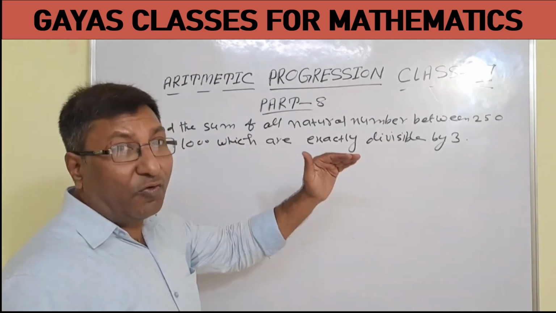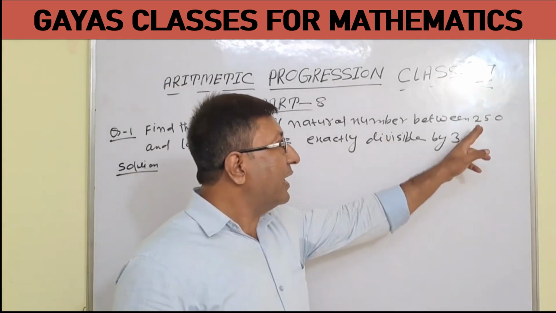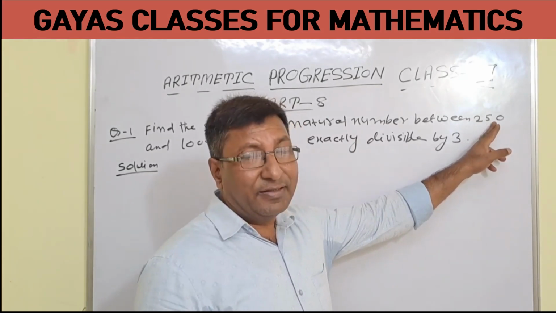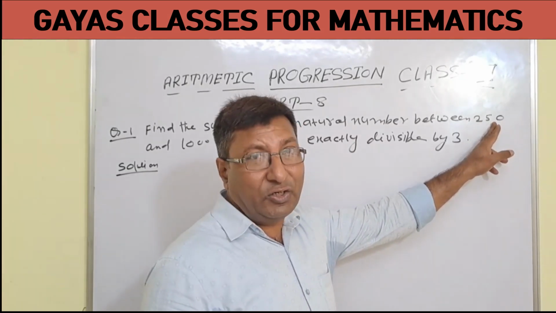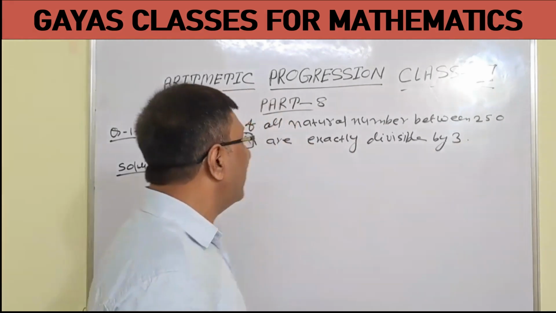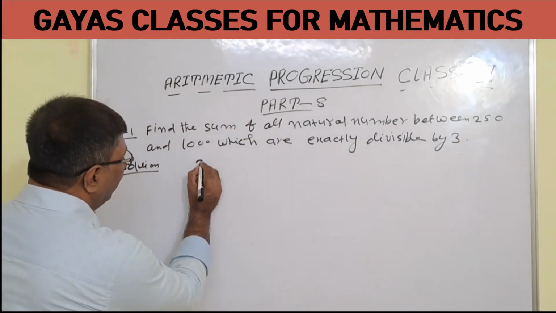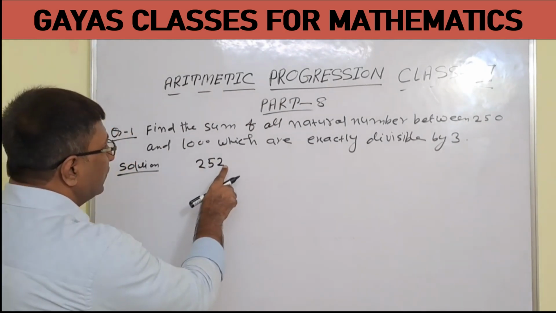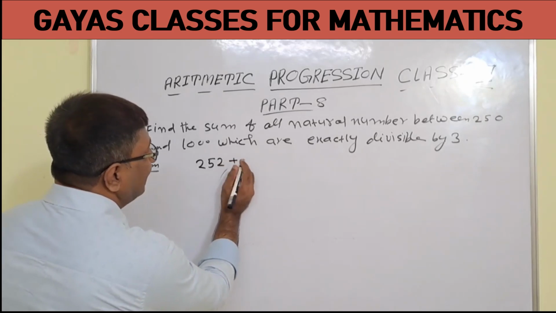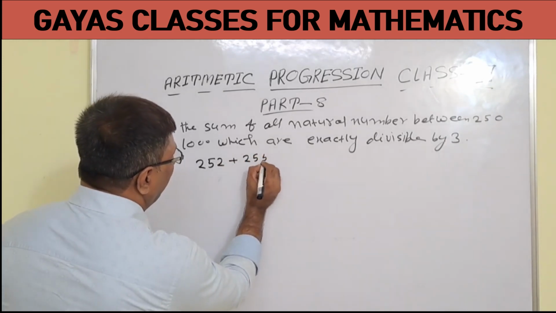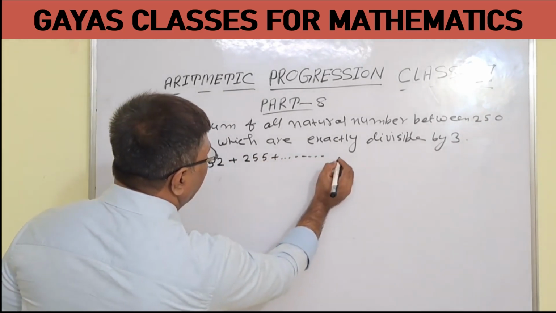First, check what is the first number. Divide 250 by 3: 3 8s are 24, remainder 1, bring down 0, 10. 3 3s are 9, remainder 1, 3 4s are 12. So we need 2 more. So the first number will be 252. Now this number is divisible by 3. The next number, just add 3, we get 255. In the same way, the numbers will increase.